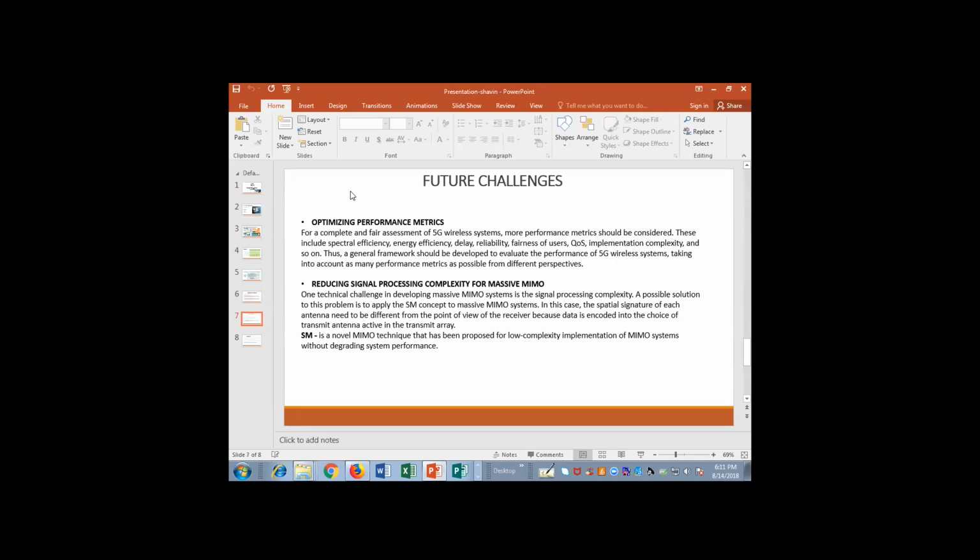It says that to attain the 5G wireless network, we will need to optimize the performance metrics, right? And these include energy efficiency, delay, reliability, fairness of users, implementation complexity, and so on, right? So a general framework should be developed to evaluate the performance of 5G. Also, adding on to that, I have written about reducing signal processing complexity, right? You have seen I have put this word here, SM, that's basically talking about spatial modulation, right?